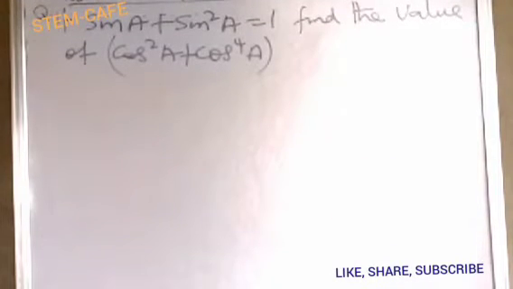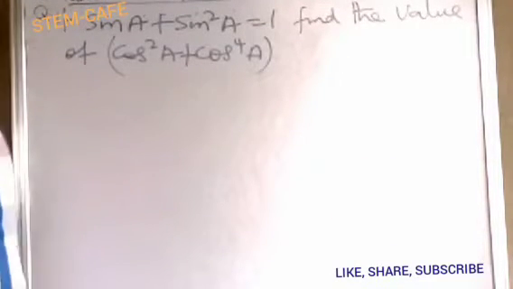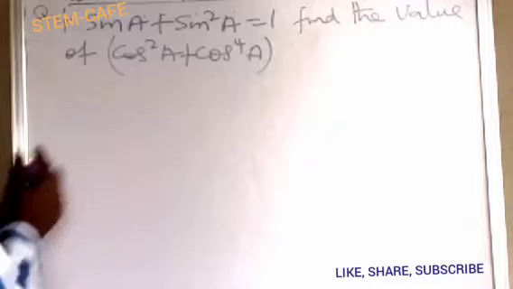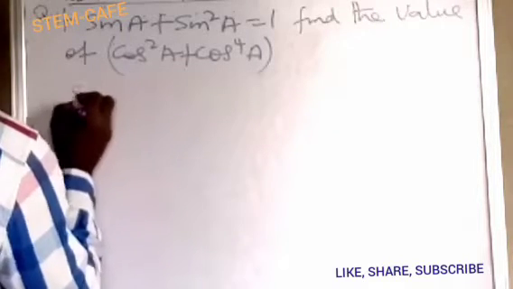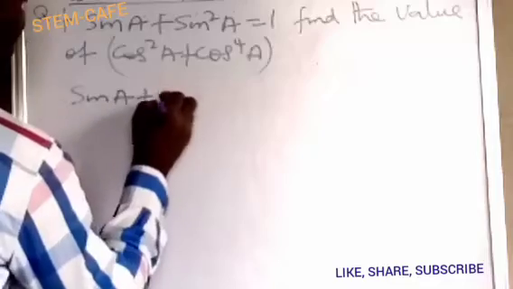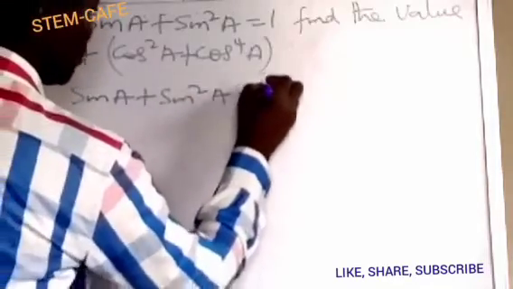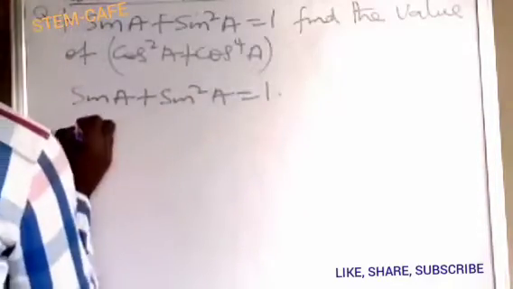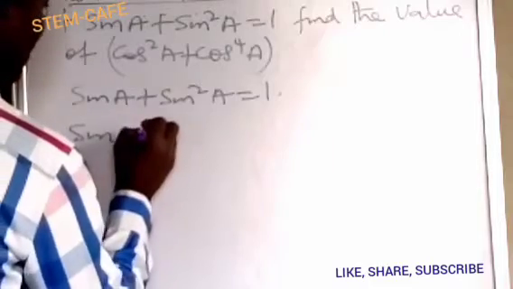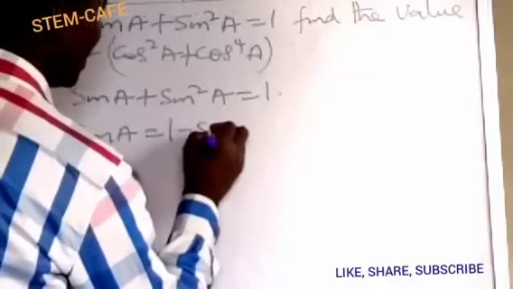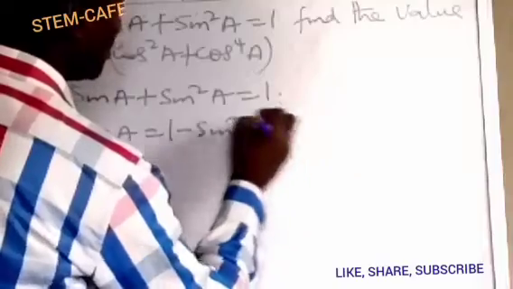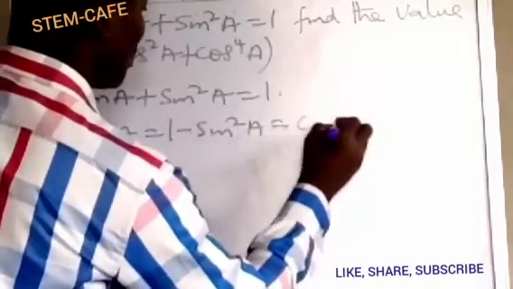Thank you. The question says, if sin A plus sin square A equals 1, find the value of cos square A plus cos to the power 4 A. Let's go. So sin A plus sin square A equals 1. So we have it like this. Sin A equals 1 minus sin square A, which is equal to cos square A from our trigonometric relationship.